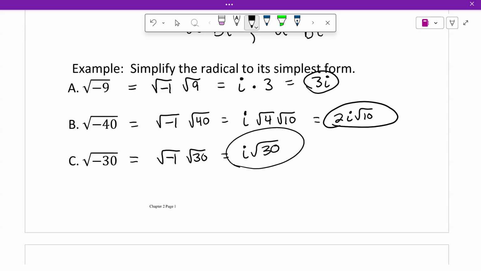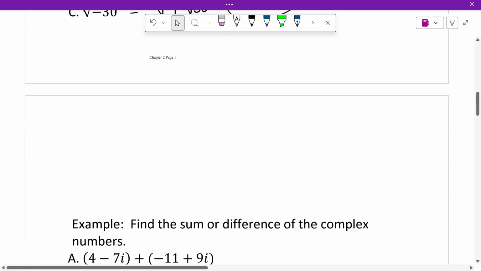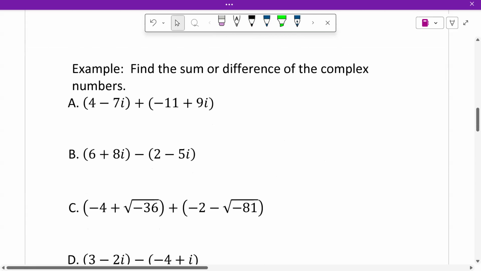All right. So that is breaking down radicals with our negative. All right. Now, there's much more. Now, this is the easy stuff right here. This is even easier than the last stuff. This is just combine like terms.